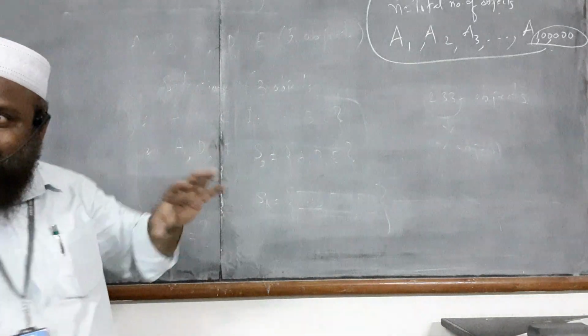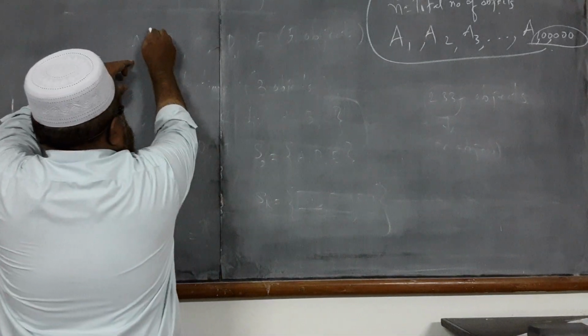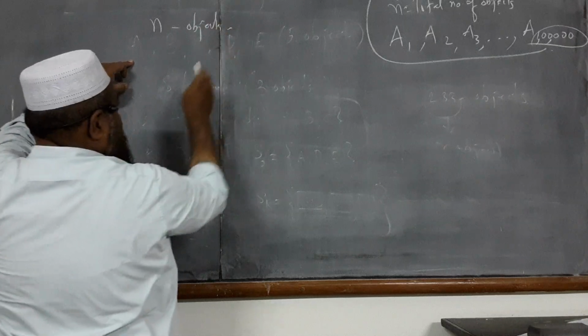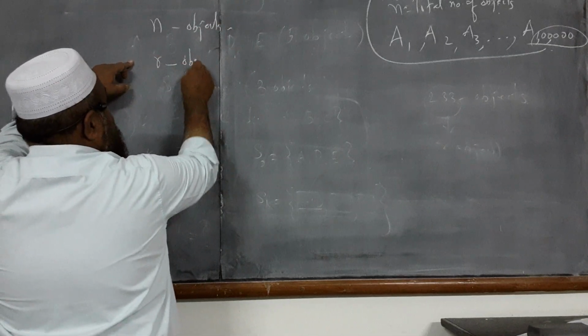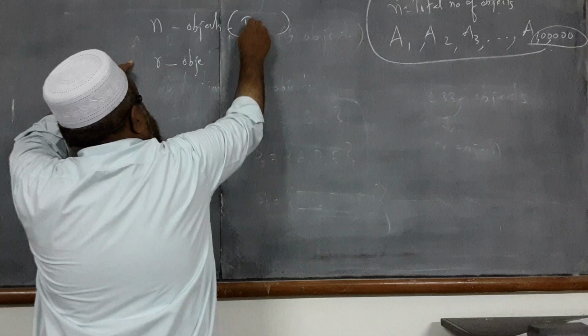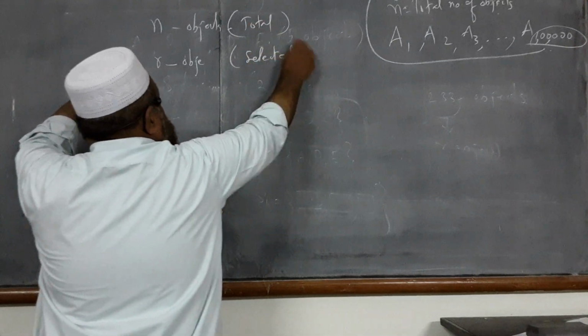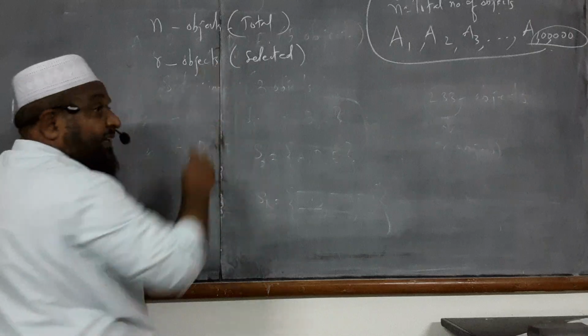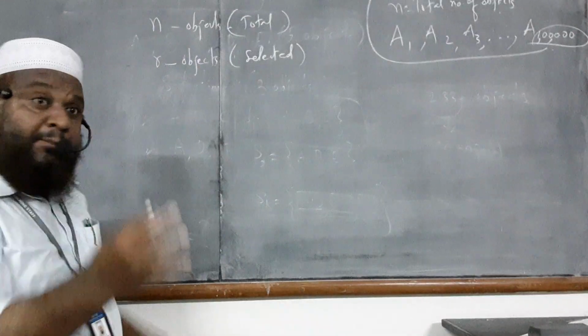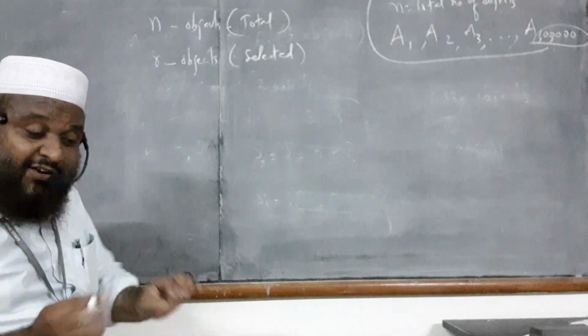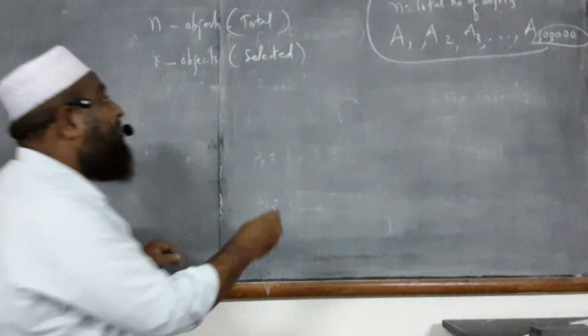So, a simple concept. If you have n objects and a total of r objects are selected, then the total number of such selections, each selection we are going to introduce a term called combination.